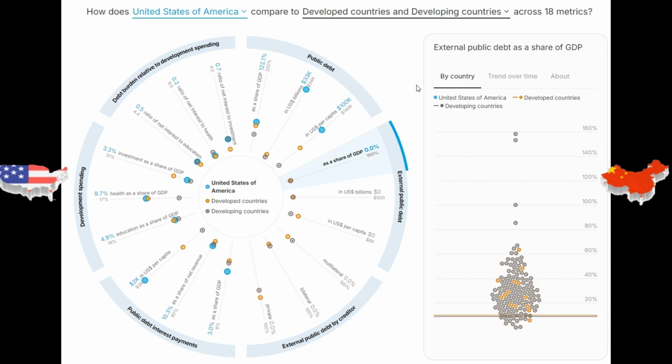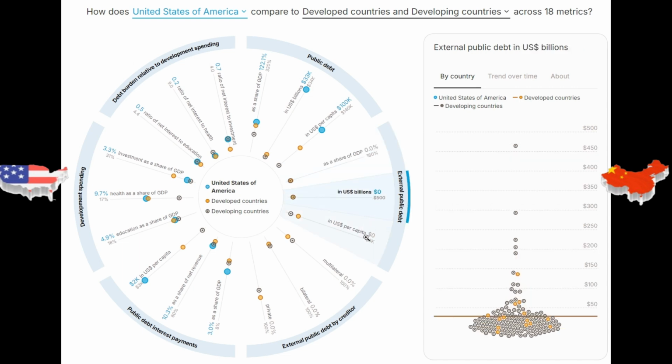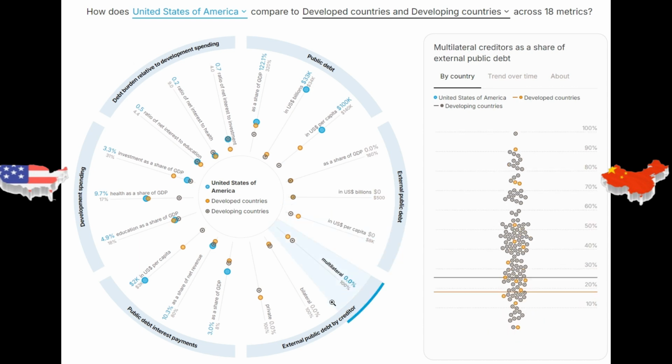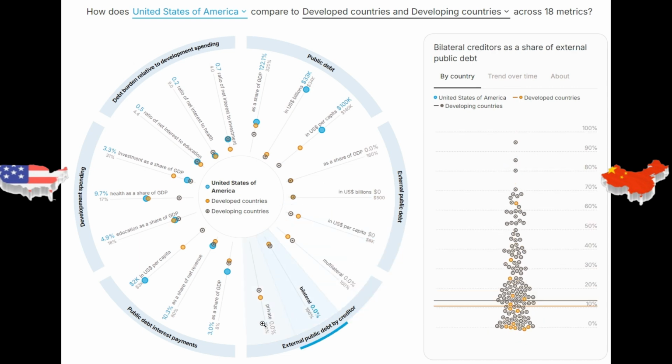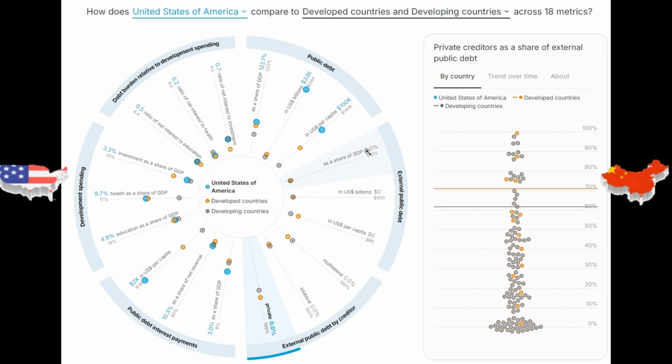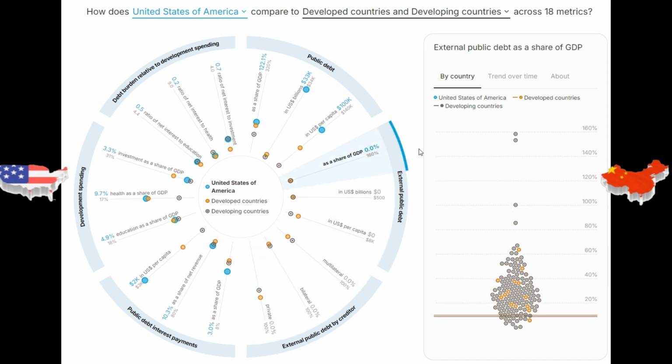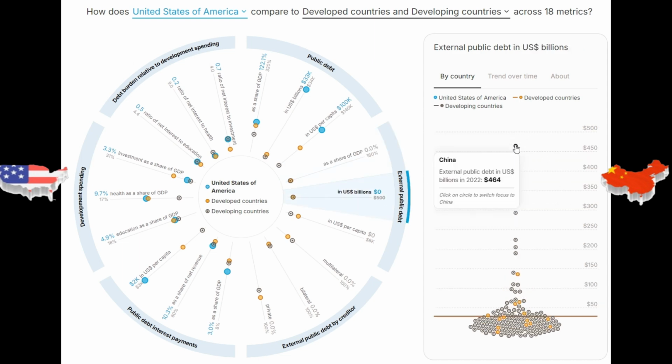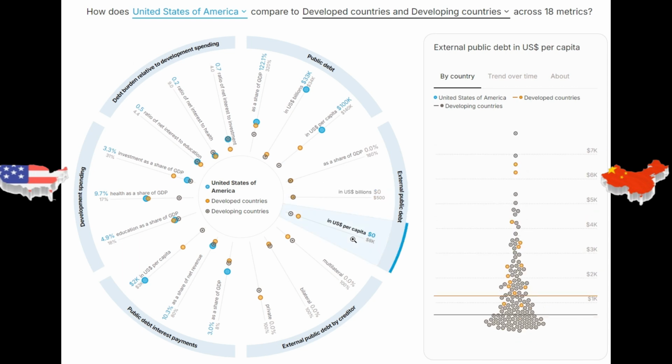Next, let's look at external public debt. You'll notice that for both categories related to external debt, the U.S. shows 0 values. This might seem puzzling, but let me explain. Although foreign governments and investors like China and Japan hold significant amounts of U.S. debt, it's classified as domestic because it's issued in U.S. dollars. Rather than borrowing directly from foreign institutions, the U.S. sells its debt on its own market, which foreign entities then purchase.